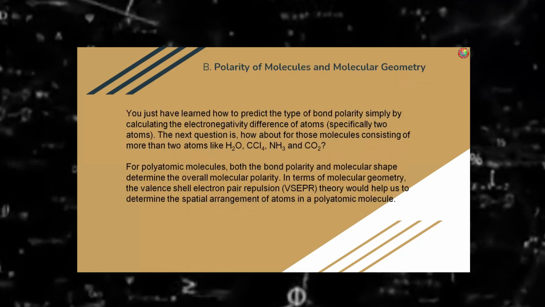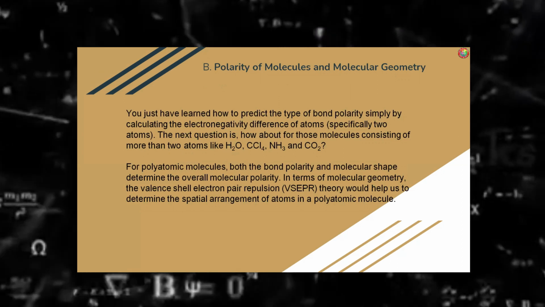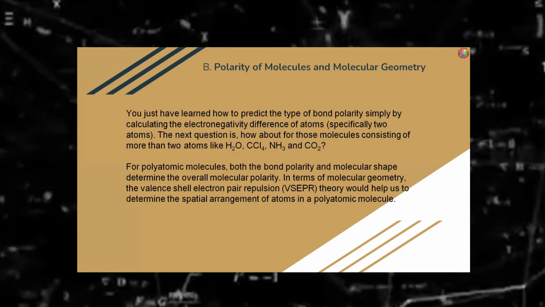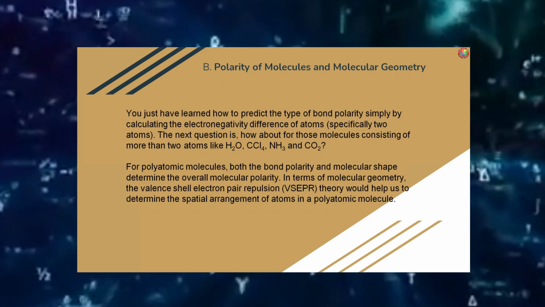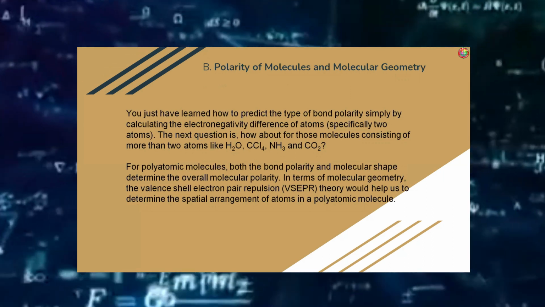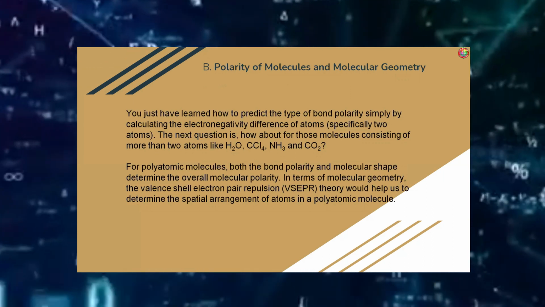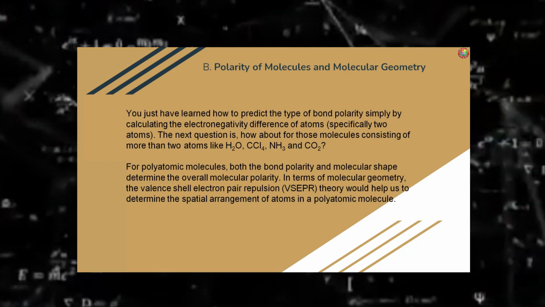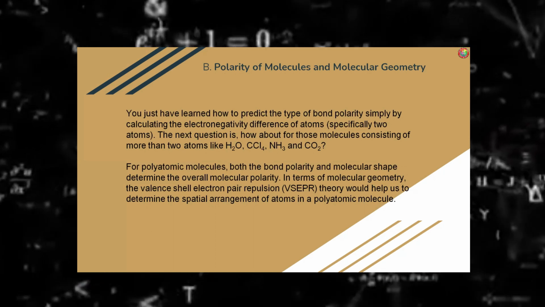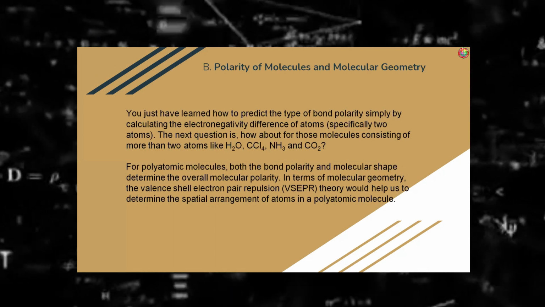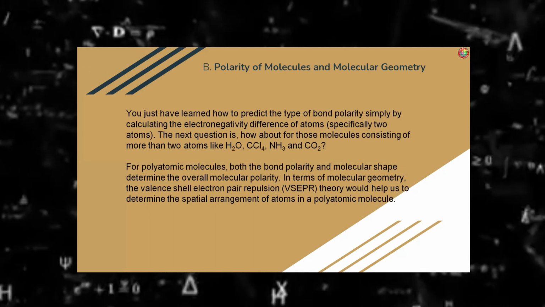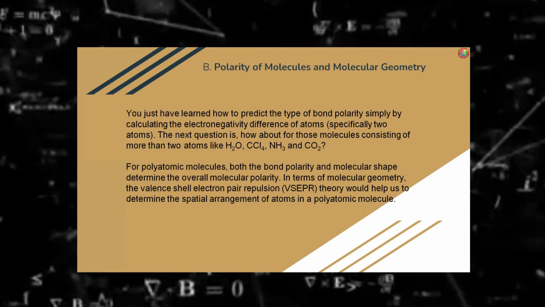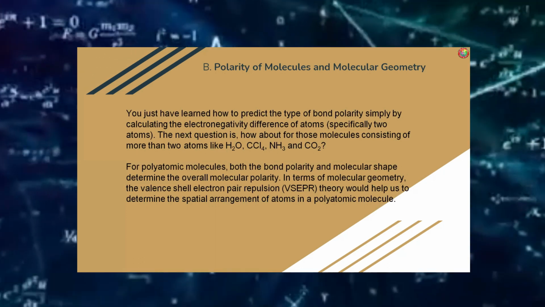Polarity of molecules and molecular geometry. You have just learned how to predict the type of bond polarity simply by calculating the electronegativity difference of atoms. The next question is, how about those molecules consisting of more than two atoms, like water, carbon tetrachloride, ammonia, and of course, carbon dioxide?